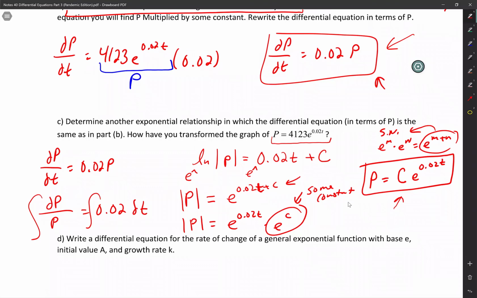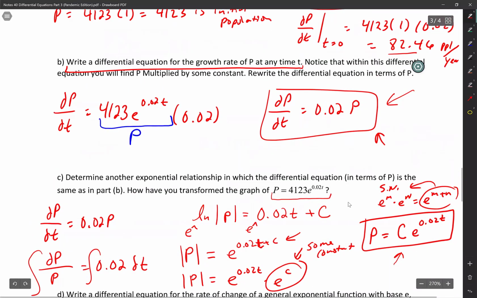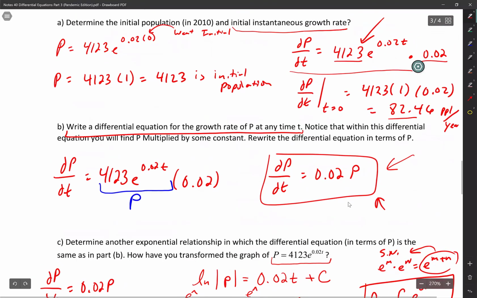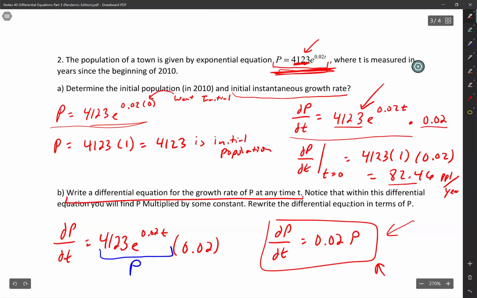Oh, but how are they different? Well, they're different because this one is waiting for an initial condition, and it's the same as the original here. It's the same as that, except I don't have that 4123. I just have a C. That's how I understood it. Does that make sense? Yeah, I guess.